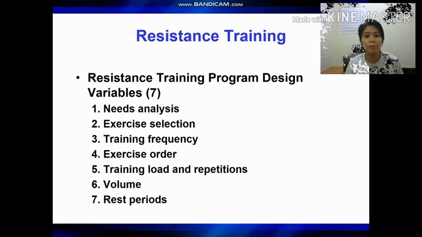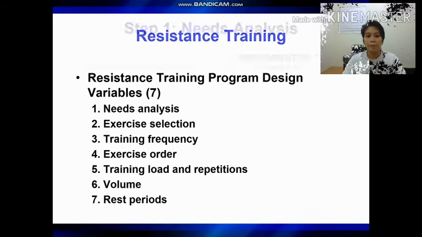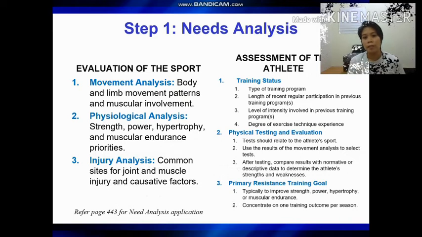There are 7 program design variables that should be considered, with attention, by a trainer or sport conditioning specialist in order to design a training program for your athletes. Okay, never neglect any one of them, because missing out any variable will make your training program ineffective. It starts with need analysis up to rest period. Okay, right, so we go one by one, but today only 2 steps are to be discovered.